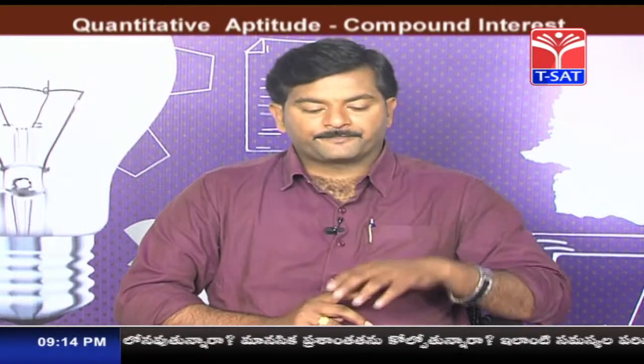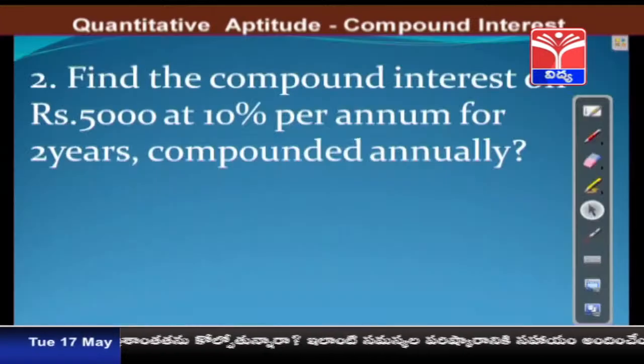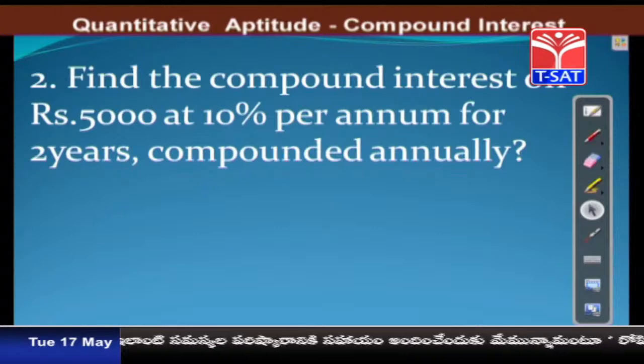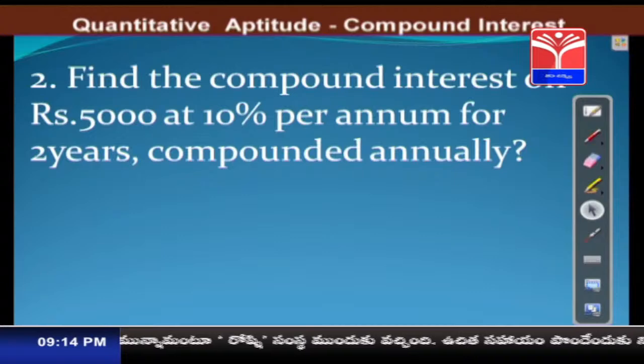So what is the question? Find the compound interest. See, in the previous question he asked to find out the amount, whereas here he asked to find out the compound interest. Find the compound interest on rupees 5,000 at 10% per annum for 2 years, compounded annually.